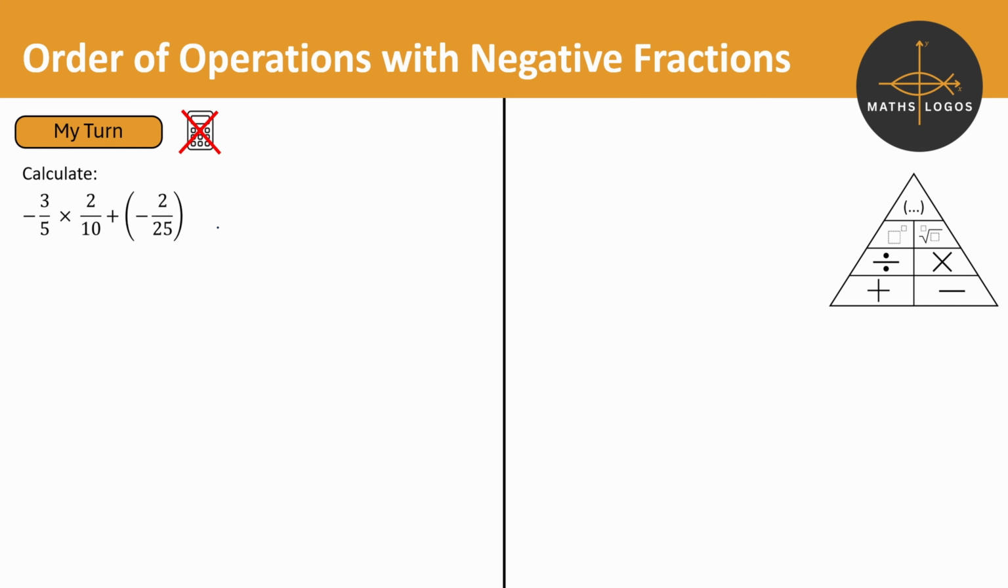Hi everyone, in this lesson we're going to look at order of operations with negative fractions, and it's a non-calculator lesson. Our first question says calculate negative 3/5 multiplied by 2/10, add negative 2 over 25.